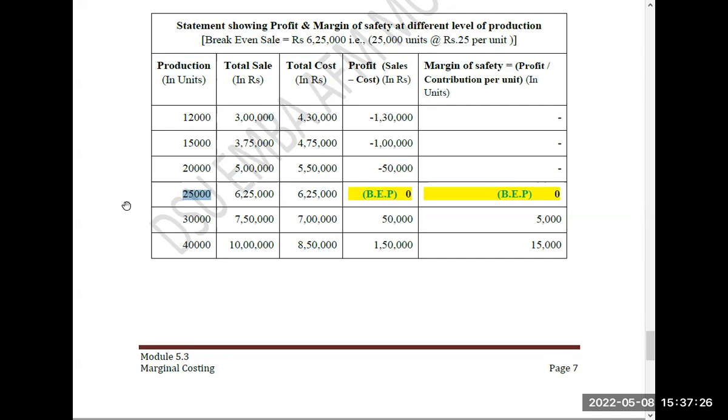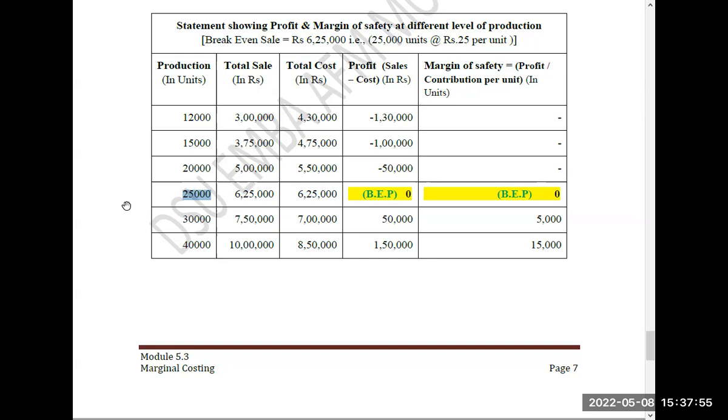Otherwise, how do you calculate it? Profit divided by contribution per unit. In this fifth case, what is the profit? Profit is 50,000 divided by contribution per unit. What is the contribution per unit? 10 rupees. So 50,000 by 10 is equal to 5,000. That is also possible. Otherwise, this 30 minus 25.